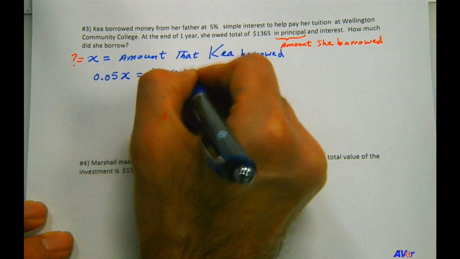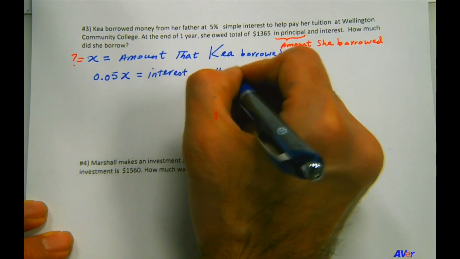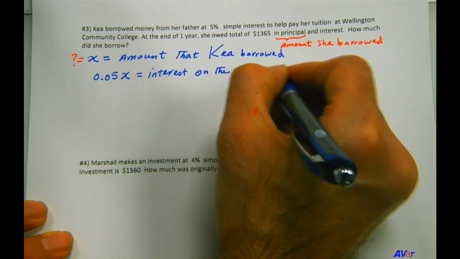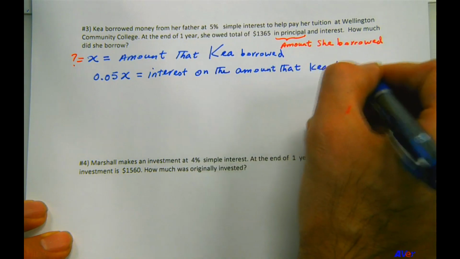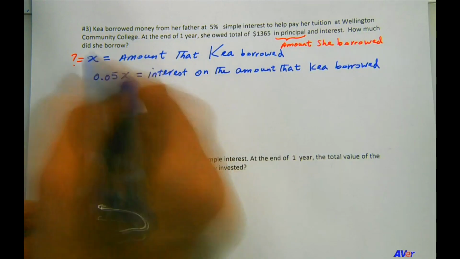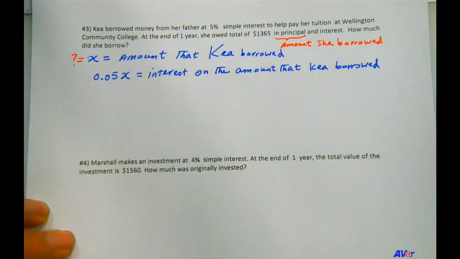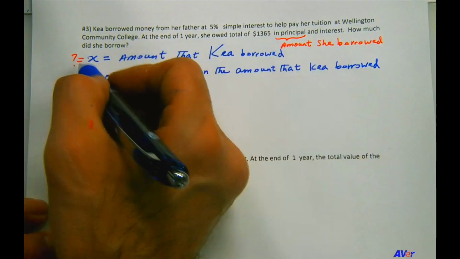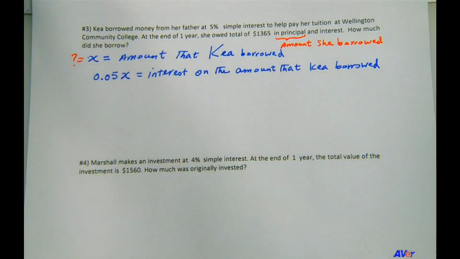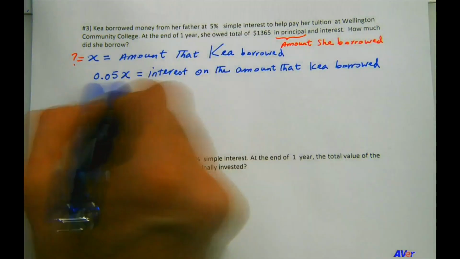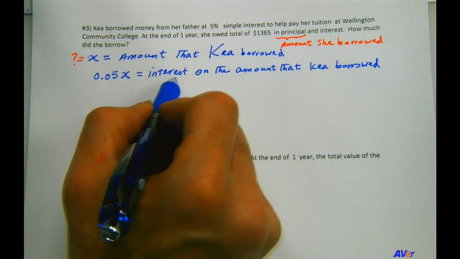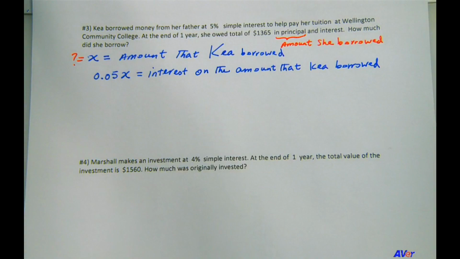Interest on the amount that Kia borrowed. Notice I can do this only because we've already introduced the variable. So if you don't introduce the variable of your choice, I just picked X, you could choose anything you like. You can pick A or B, but you need to introduce your own variable. So that much, 5% of whatever she borrowed, is the interest on that amount that she borrowed, right?